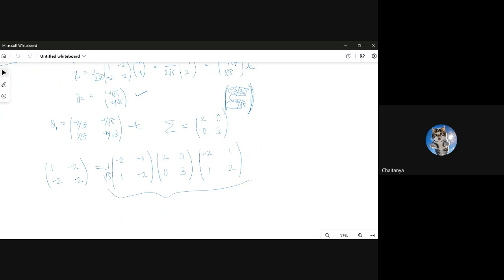Do we need to do all this lengthy process in the quiz? Yes, you'll have to do this process. Could you show what is Q2? Q2 should be 1/5, right? Because you're taking 1/√5 from both the matrices.